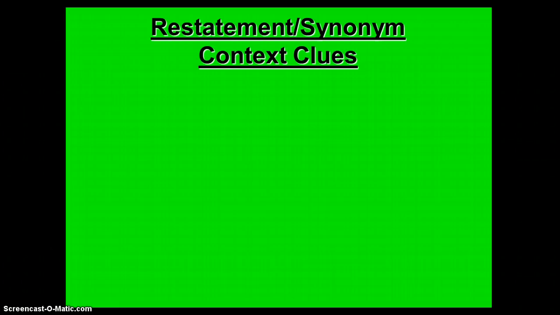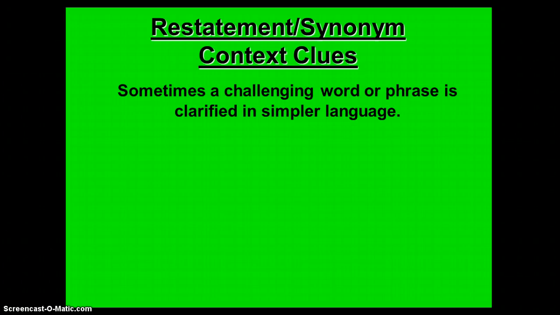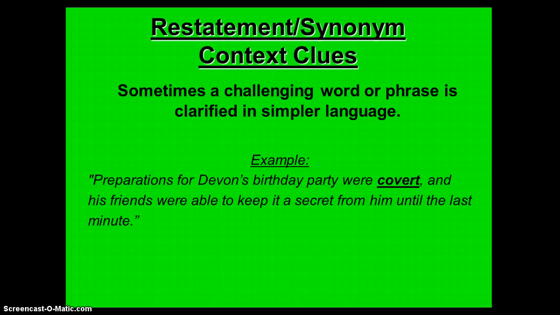Another type that they might come across that I would go over with the students would be where there is a synonym for the word within the passage. It might be clarified in simpler language for the students. For example, preparations for Devin's birthday were covert, and his friends were able to keep it a secret from him until the last minute. Well, right then and there, we noticed that they were keeping it a secret, and so we're able to determine the meaning of the word using a synonym for it within the passage.